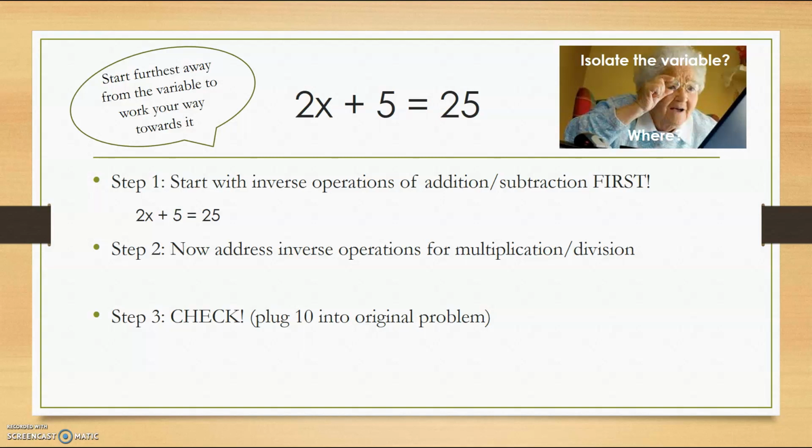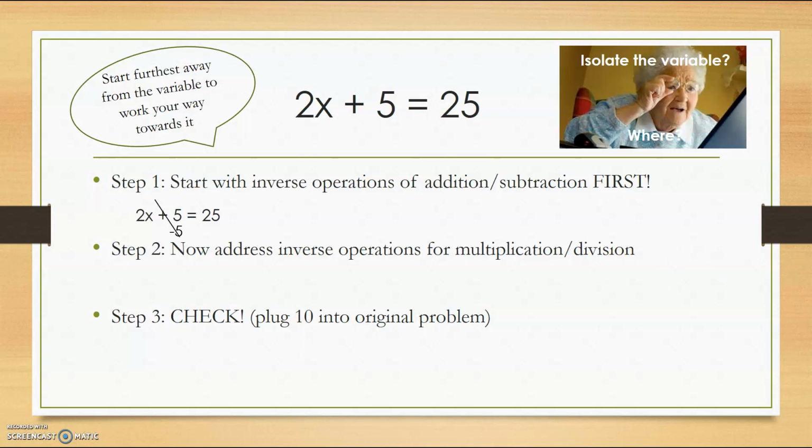So our first step is we're going to start with addition subtraction first. Now, I know that seems a little bit counterintuitive because we talked about PEMDAS and how we would start with multiplication division first. However, since we're using inverse operations, we're starting kind of inversely. So we're going to start opposite with addition subtraction. In order to do that, guys, we're going to address the positive 5 first. In order to get positive 5 away, I'm going to have to subtract 5 from both sides.